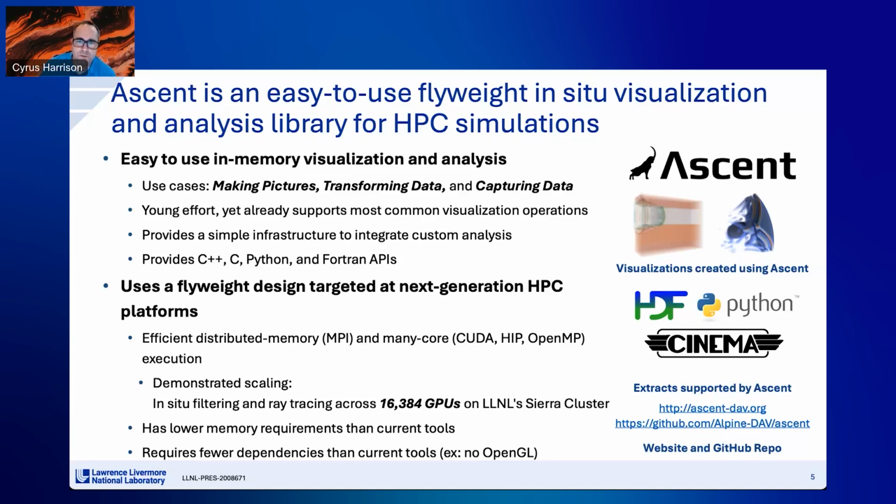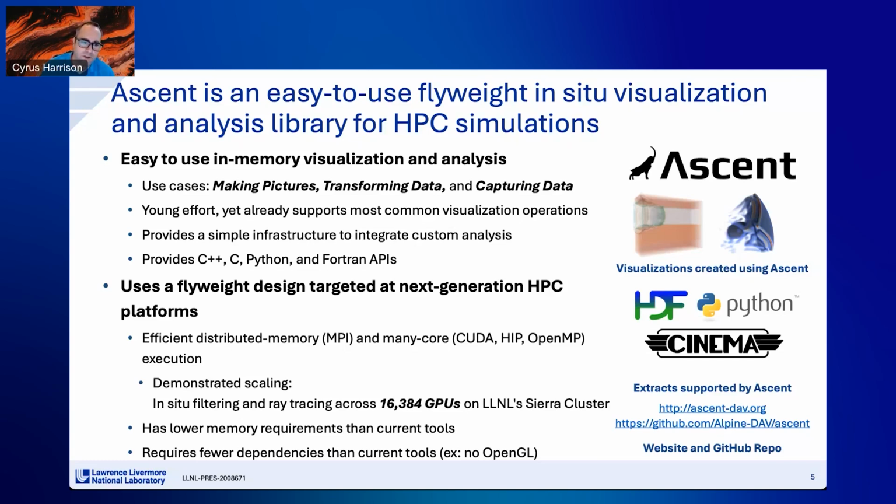It hasn't been heavily used, but it's effectively what we use to put new features into Ascent. It has C, C++, Python, and Fortran APIs because those are our favorite simulation code languages. And so we wanted to make it easy to use. We wanted to make it directly linked into simulation codes.